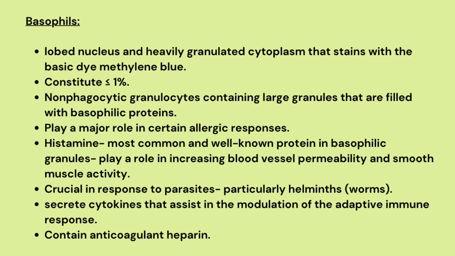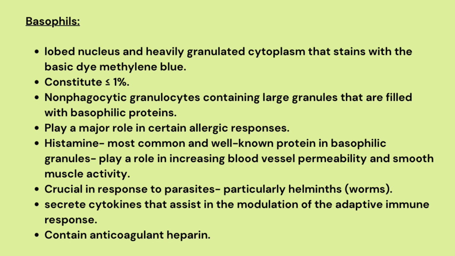Basophils. It has a lobed nucleus and heavily granulated cytoplasm that stains with the basic dye methylene blue. It constitutes less than or equal to 1%. They are non-phagocytic granulocytes. So we said earlier that neutrophils and eosinophils are phagocytic, but basophils are non-phagocytic granulocytes. They contain large granules that are filled with basophilic proteins. So in basophils, many granules are present and these granules contain proteins.